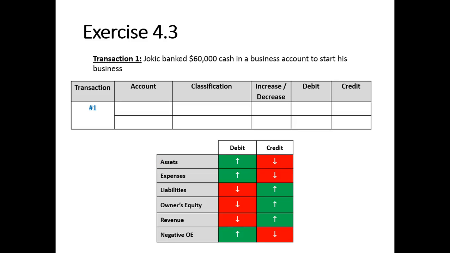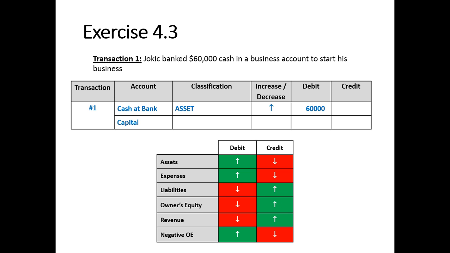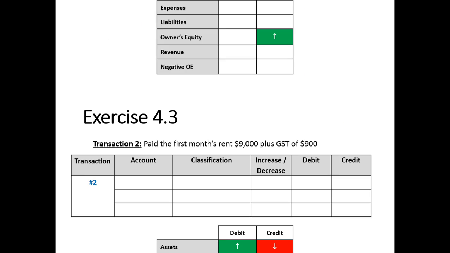Exercise 4.3, we're going to do debits and credits for a bunch of transactions, but we're not actually going to do them in ledgers. We're going to record them in these transaction tables. So the first one we've got is the owner banked $60,000 cash in a business account to start his business. So we have cash, which is an asset increasing, and the rule for an asset increasing is that must be a debit. We've then got capital, which is an owner's equity account. That's going to increase, and if it increases, an owner's equity account must go up on the credit side.